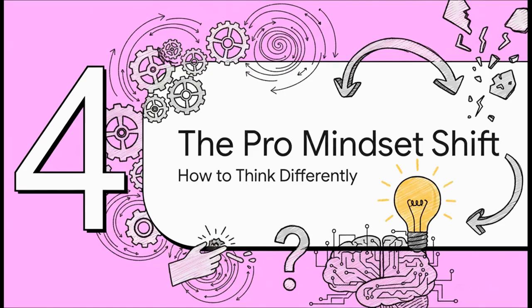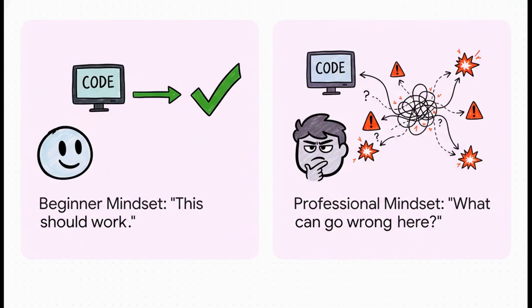So, how do we fix this? Well, it's not about learning some new fancy framework. It's about a fundamental shift in how you think when you sit down to write code. Just look at this comparison. A beginner writes code with this hopeful optimism, right? This should work. But a professional immediately looks at their own code with a critical eye and asks, okay, how can this break? What can go wrong here?